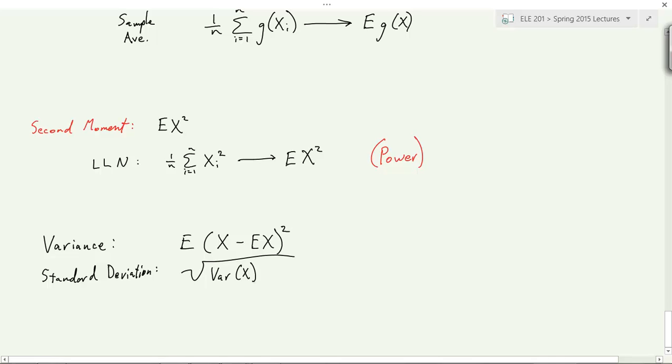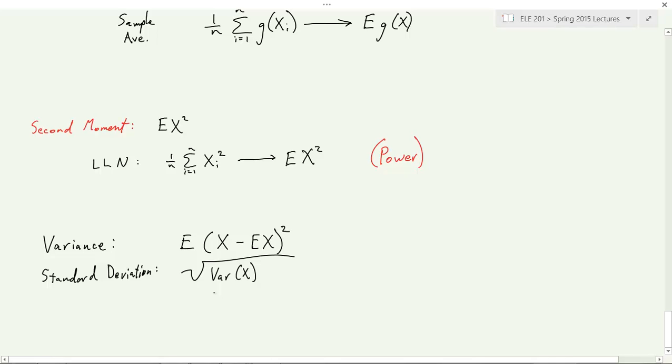Why square root? Well, that's just because, say x has units. Suppose x are scores on a test. You've all seen standard deviations reported to you, right? So if x is scores on a test, well, we've squared the units here. If we take a square root at the end, we're back to our original units. So standard deviation is easier to interpret because it'll be in the same units of the random variable x.